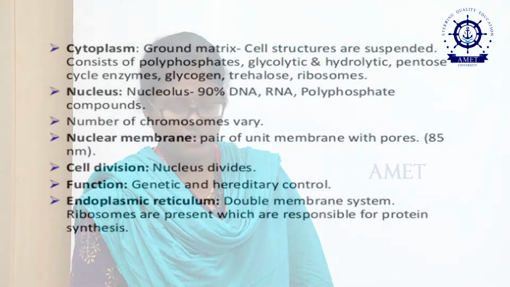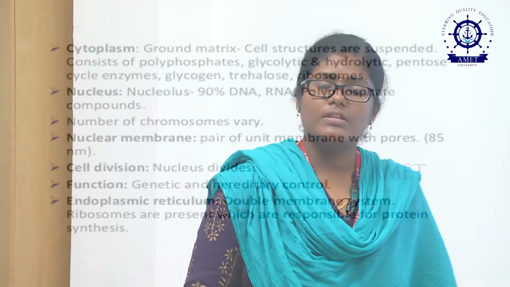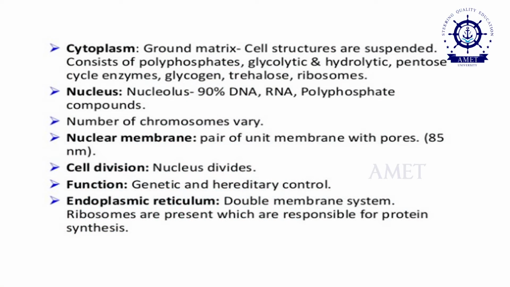Inside the nucleus, the nucleolus is present, which has 90% of the DNA and RNA and polyphosphate compounds. A number of chromosomes are also present, and the nuclear membrane is a pair of unit membranes with pores of around 85 nanometers. In cell division, the nucleus divides, and its function is genetic and hereditary control.